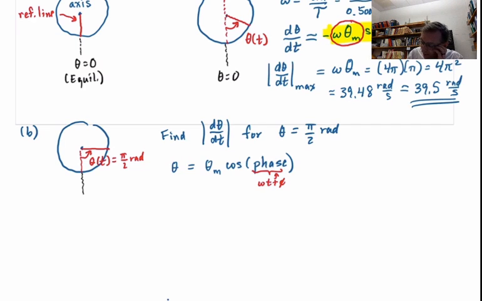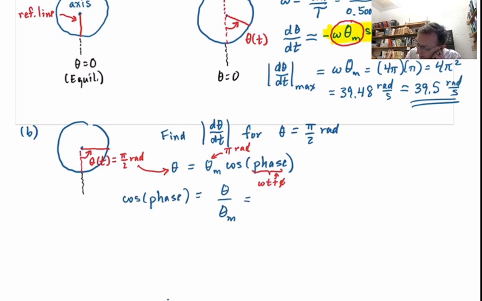But I know what theta to put in: pi over 2 radians. And I know what the theta max is: pi radians. So I can just solve for that quantity phase. You see what I'm saying? Cosine of that quantity called phase is just theta over theta max, but the theta is pi over 2 radians and the theta max is pi radians. The radian part cancels, it's dimensionless anyway, and that ratio is just 1/2.